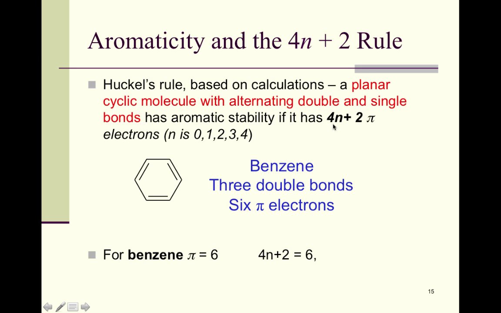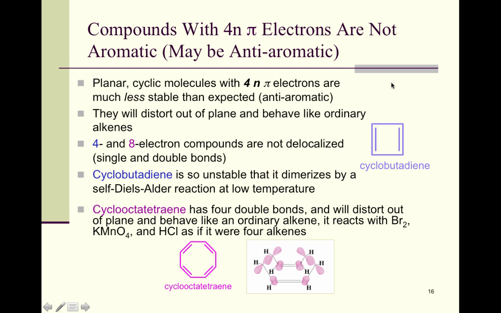How the 4n+2 rule works is you have 4n+2 and you set that equal to the number of pi electrons. We then solve for n. If n is a whole number, could be 0, 1, 2, 3, 4, then it's aromatic. If it is not, it cannot be aromatic. So when we solve for n for benzene, n equals 1, that is a whole number, it is aromatic. Now, not all compounds that meet the 4n+2 rule are aromatic. They could be anti-aromatic.